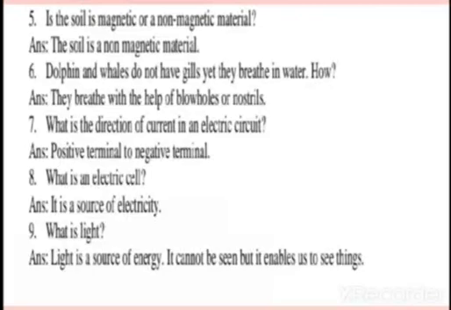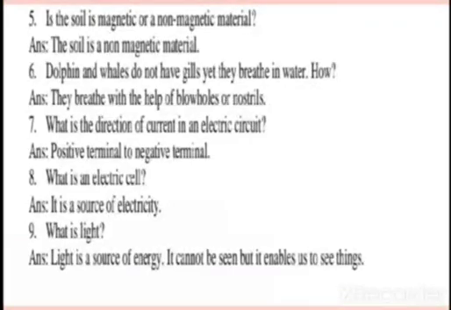Question number 6, dolphins and whales do not have gills, yet they breathe in water. How? Now in the first question you saw that fish breathe through gills. Fish have one special organ, gills. So fish breathe dissolved oxygen in water. Now dolphins and whales both live in water only, and they do not have gills. So how do they breathe?